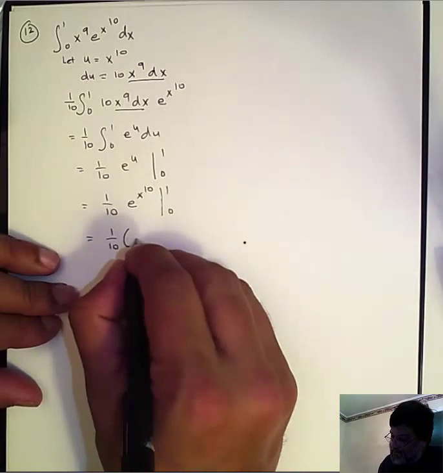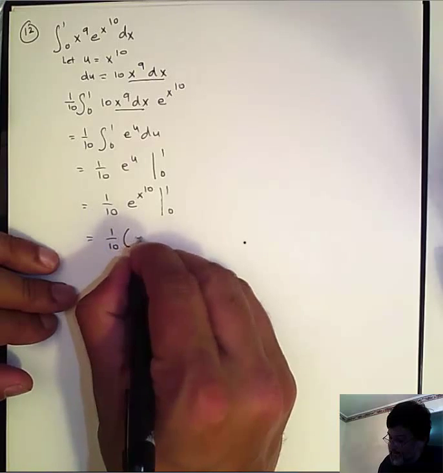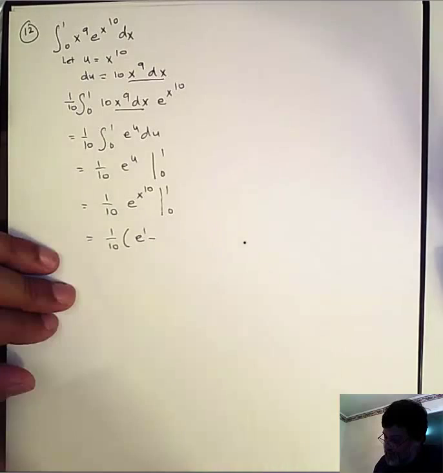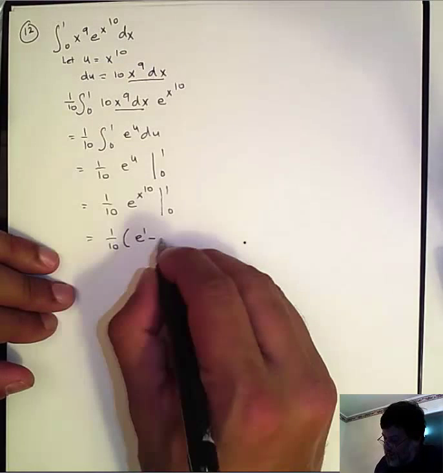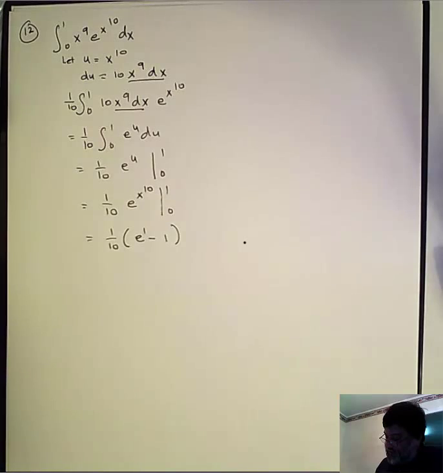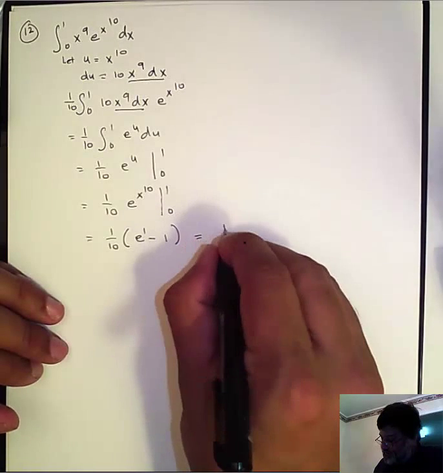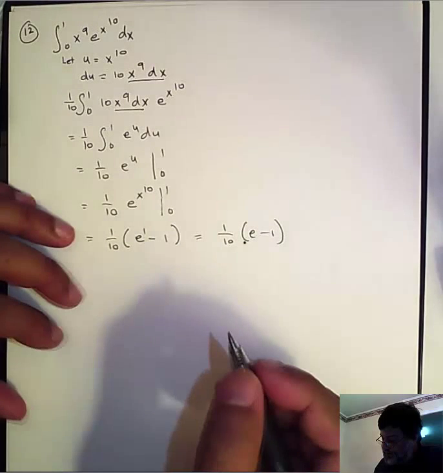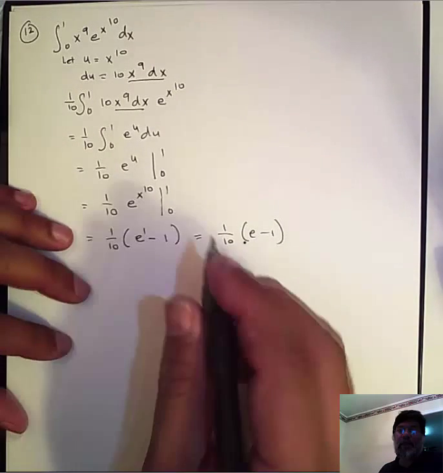Plug in 1, I get e to the 1. Plug in 0, I get 1. So the answer is e minus 1. A, B, C, D, or E? C.